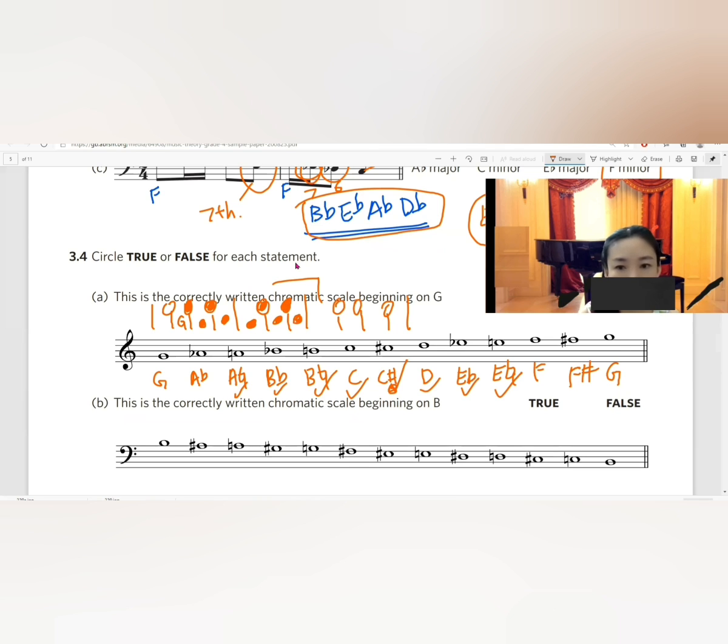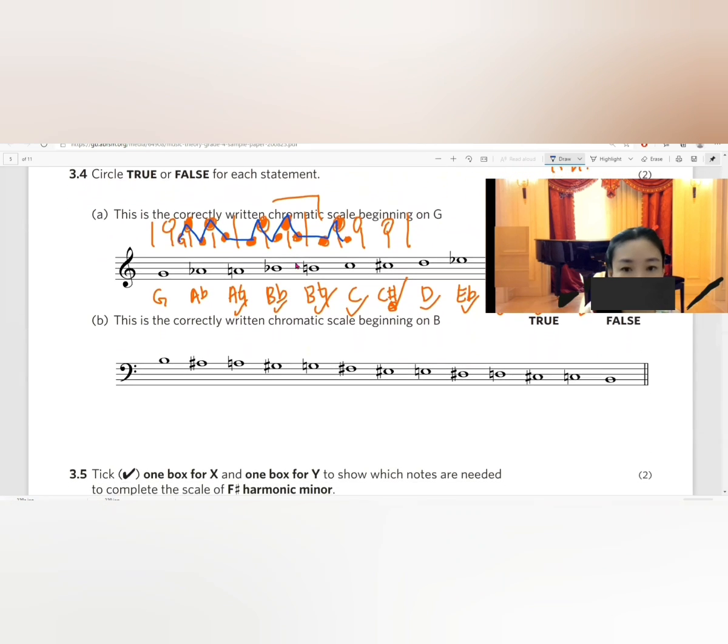And then E natural. So far, everything moved in semitones. Then after that is F. After F is F sharp. After F sharp is G. So you can see the notes are moving in chromatic movement. G, G sharp, all are in chromatic movement. So this is true.